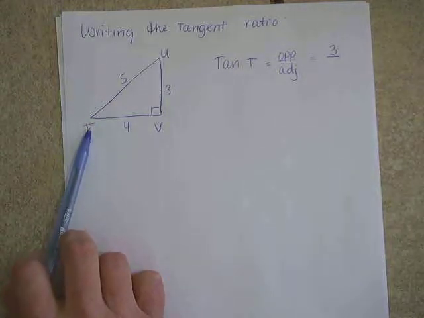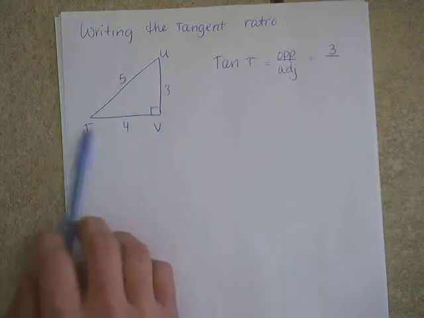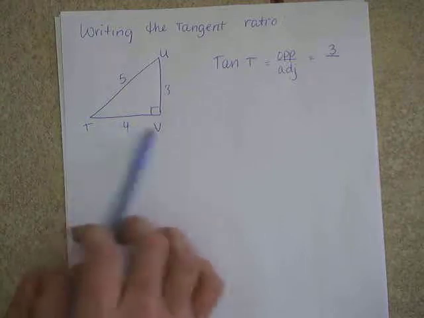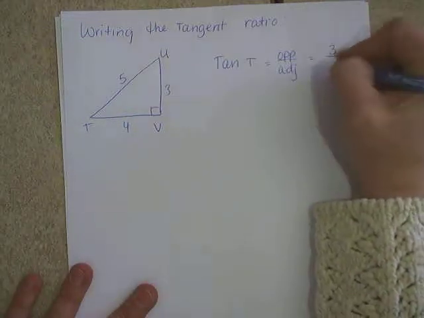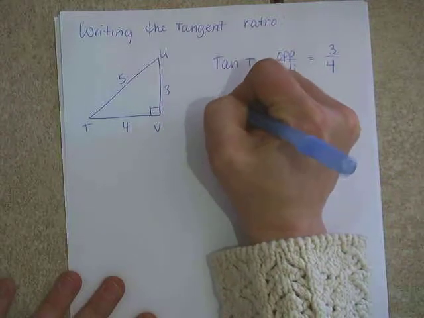And which one would be adjacent to t? TV. So adjacent to t would be what? TV, so 4. So the ratio for the tangent of t is 3 over 4. Right? It can't be simplified, so that's it for the ratio.